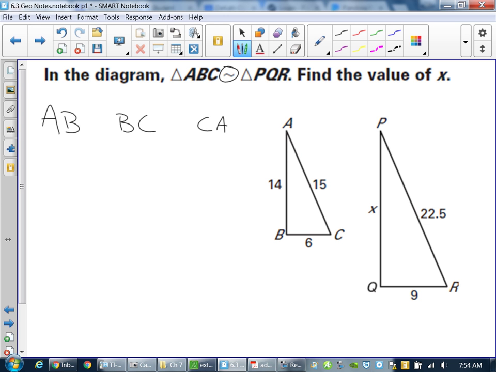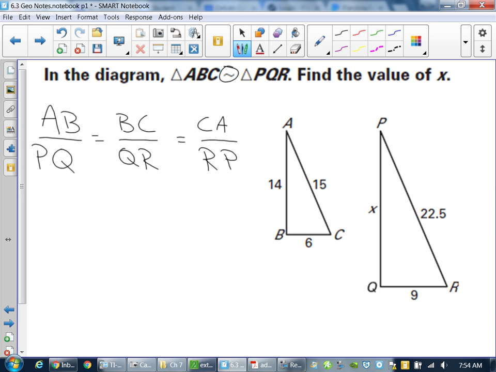So now I create my fractions. I'm checking. I'm going to write these out. I do the same thing. So it's PQ, QR, and RP. Okay? Now, I've written my similarity statement.